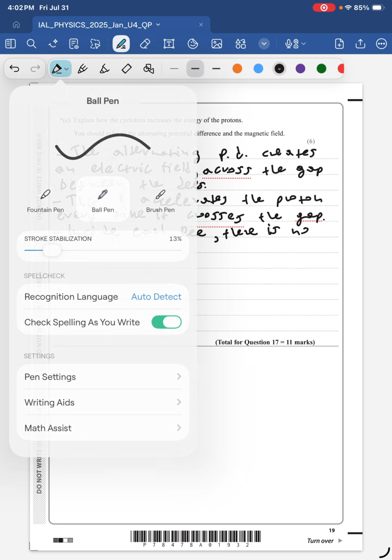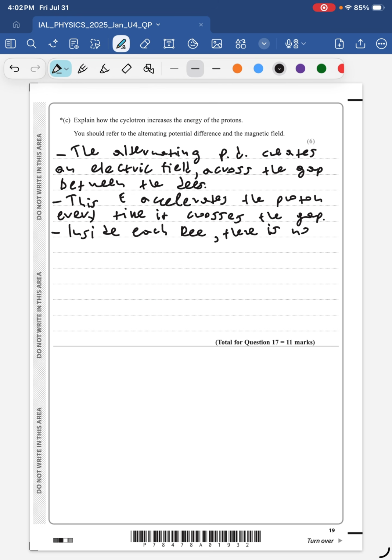Let me go fix something. The check spelling was ticked, which is why you saw those red underlines. So anyway, inside each D there is no electric field, so the proton's speed stays constant.